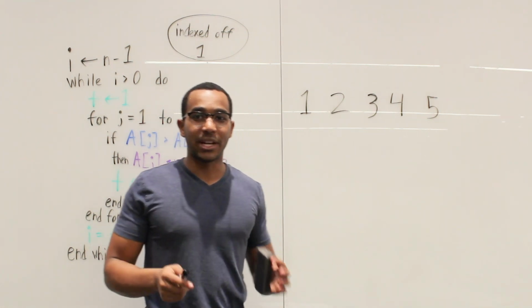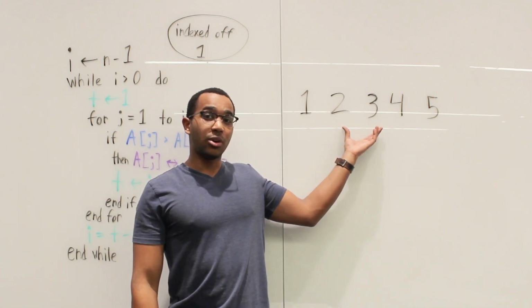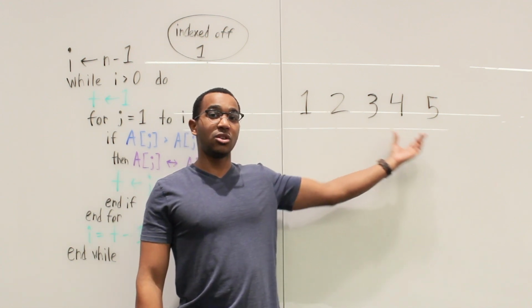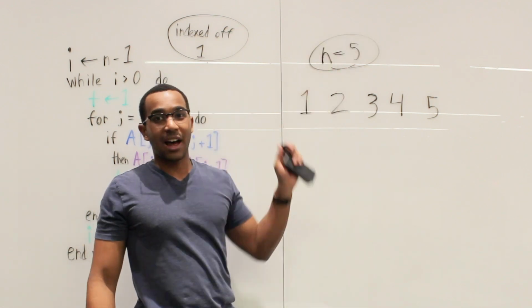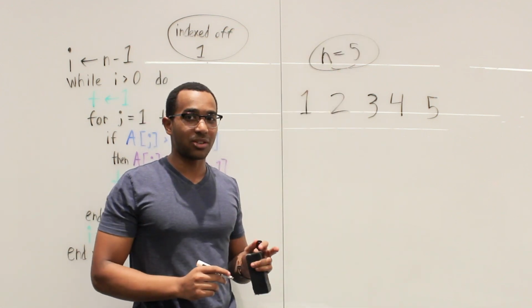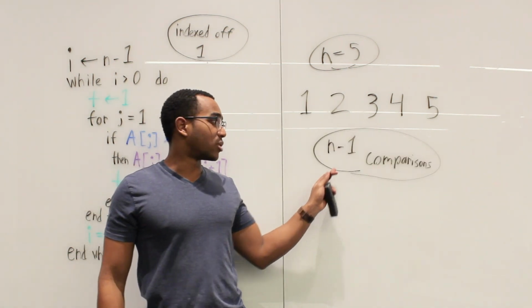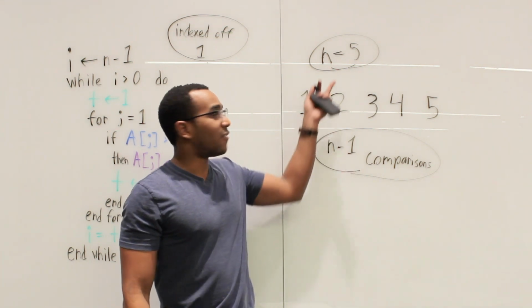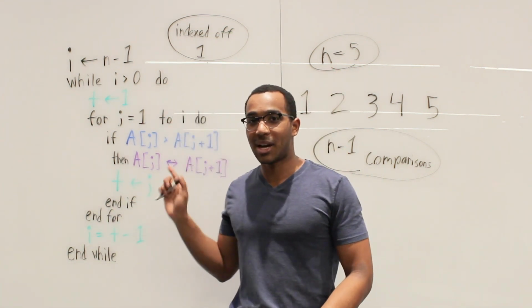And notice how many comparisons we just did. I did 1 comparison, 2 comparisons, 3 comparisons, 4 comparisons. What is the size of this array? N equals 5. I just said we did 4 comparisons. So what does that say? That says that we just did n-1 comparisons because 5 minus 1 is 4. We're going to do n-1 comparisons with this optimized algorithm.